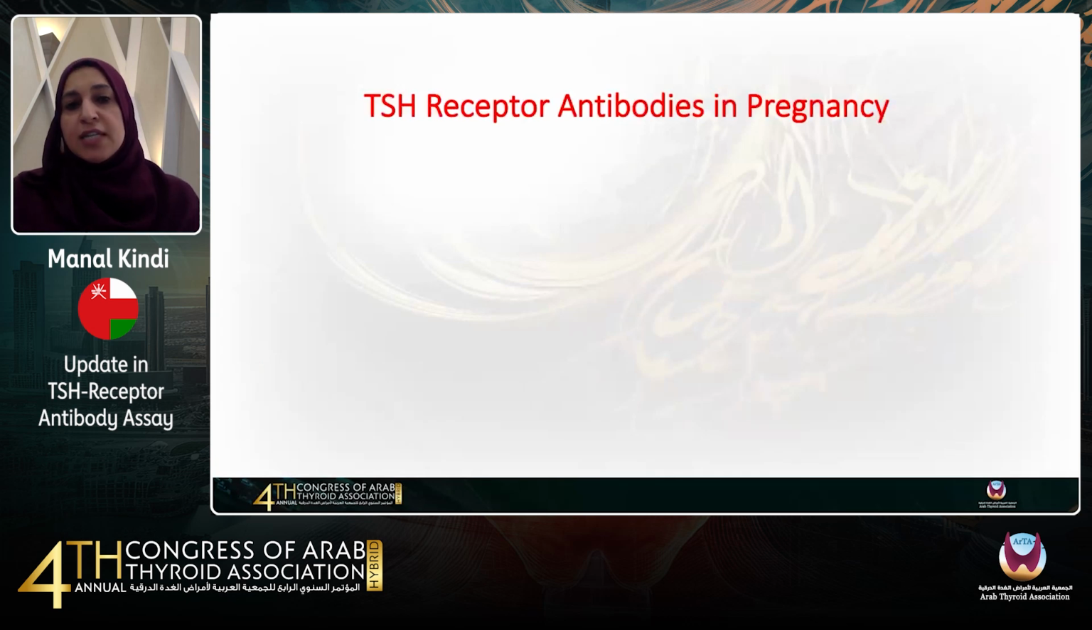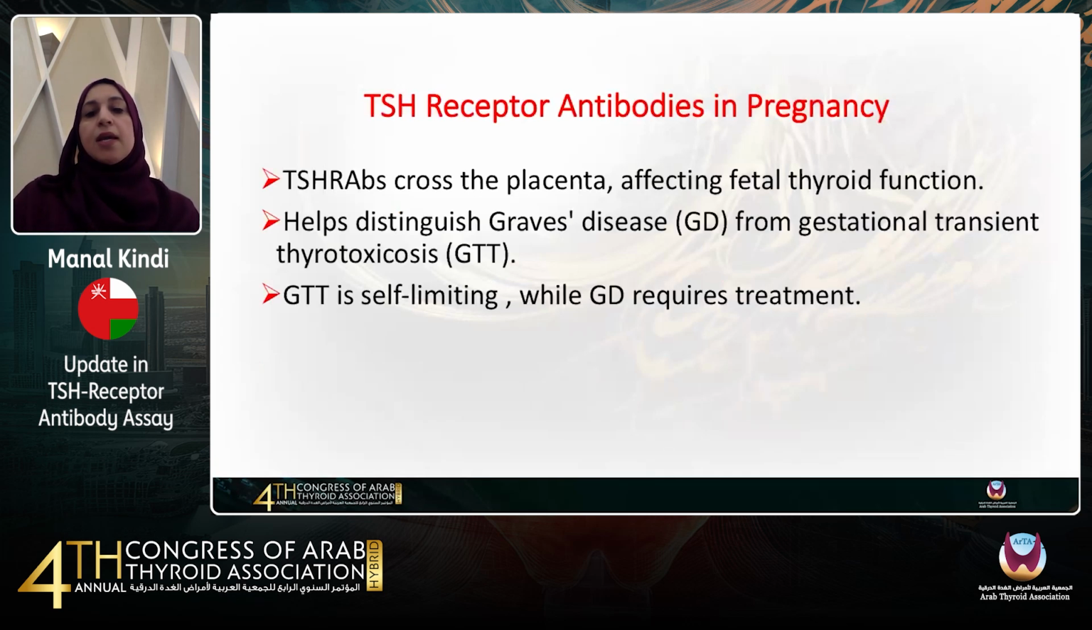What about the role of TSH receptor antibodies in pregnancy? TSH receptor antibodies can cross the placenta, affecting fetal thyroid function. It helps to distinguish Graves' disease from gestational transient thyrotoxicosis. Gestational transient thyrotoxicosis is self-limiting, while Graves' disease requires treatment. So it's very important to differentiate between the two.